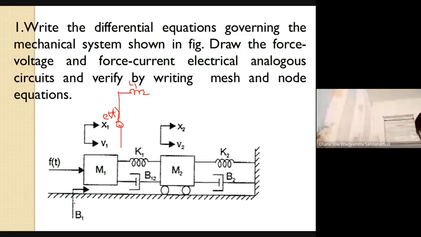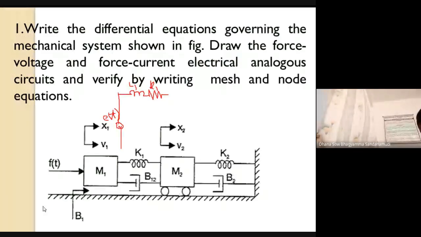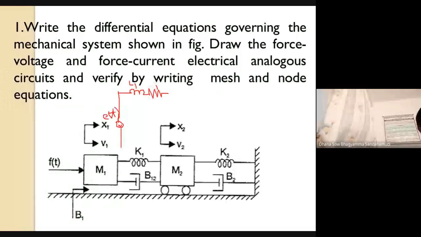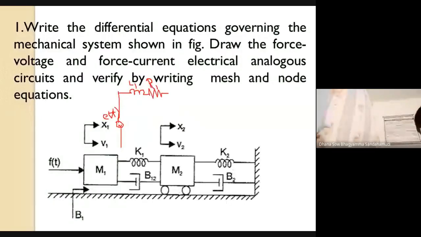Next, if you see, B1 is there. What is B1? B1 is R. So you just replace it, you just connect R here. What is R? R1. Okay, now it is over. So M1, f of t, B1 is over.